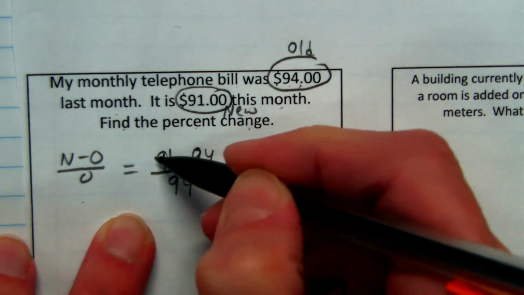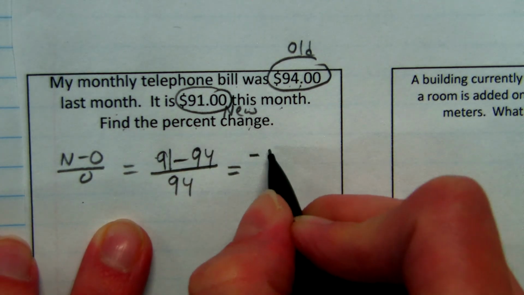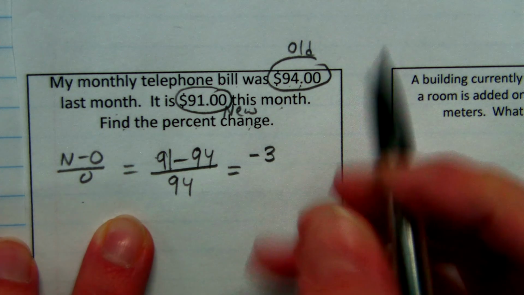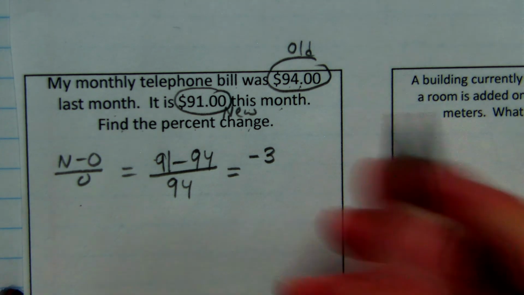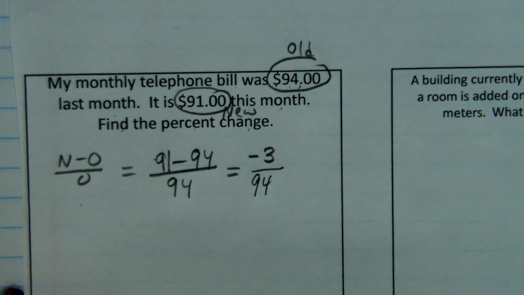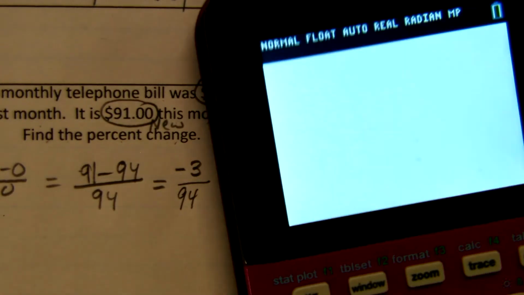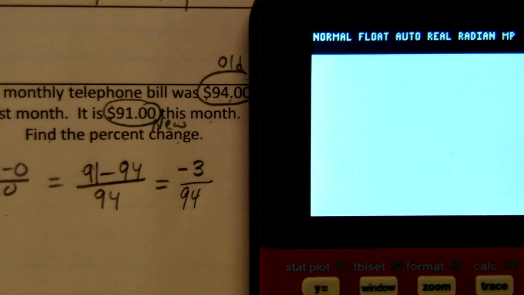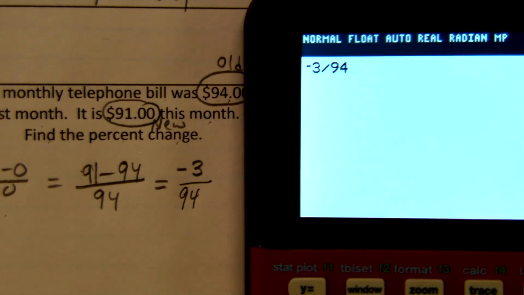So if you take 91 minus 94 on your calculator, it will give you -3, which means that my phone bill went down $3 this month. Yay! I don't know that that's ever happened to me, but you never know. And then we'll divide it by 94. So I'm just going to go ahead and put that in. And so I did the first one in my head, so I'll just put -3 divided by 94.